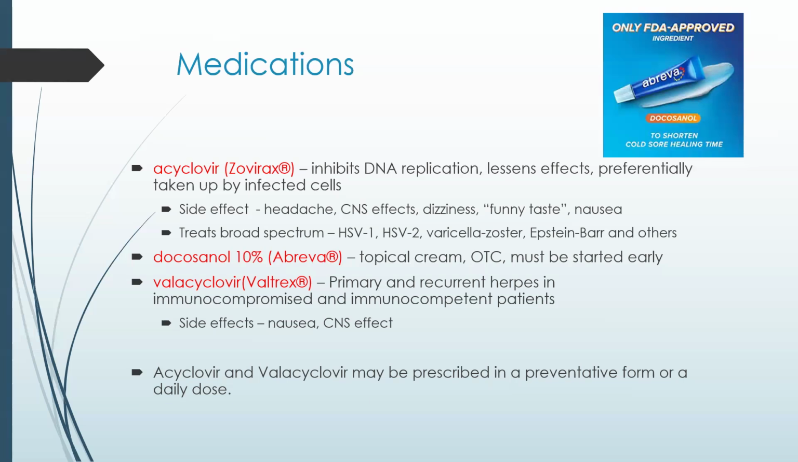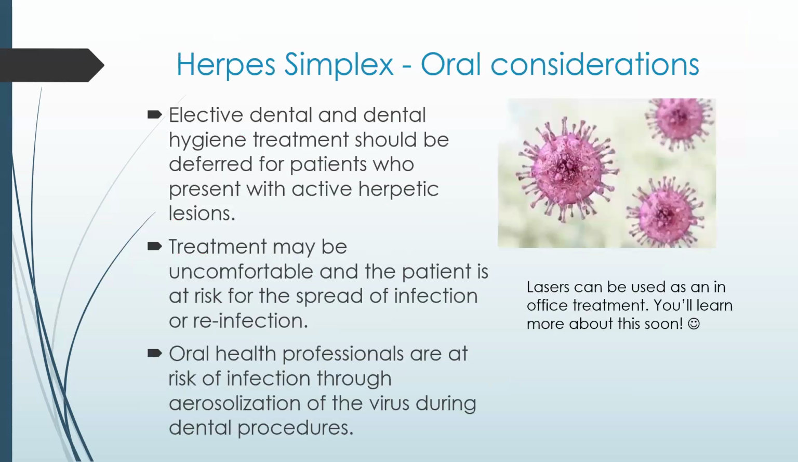So acyclovir and valacyclovir may be prescribed in a preventative form or a daily dose if somebody breaks out. Maybe they have genital herpes and they have recurrent outbreaks. They might be prescribed this on a regular basis.